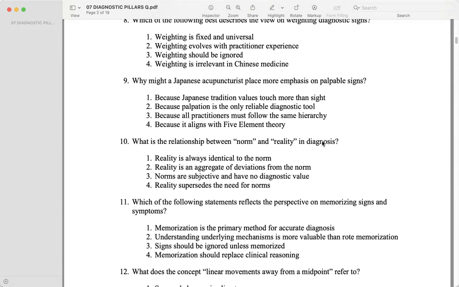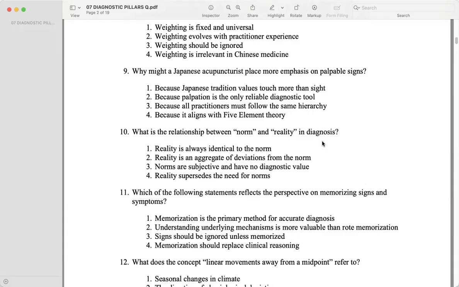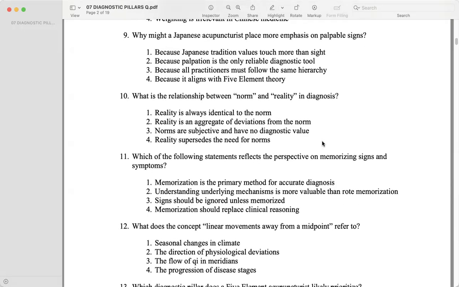Why might a Japanese acupuncturist place more emphasis on palpable signs? Number one. Because Japanese traditional values touch more than sight. Yes. Number 10. What is the relationship between norm and reality in diagnosis? Reality is an aggregate of deviations from the norm.